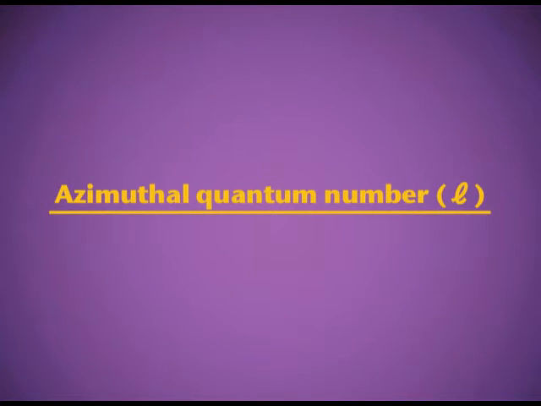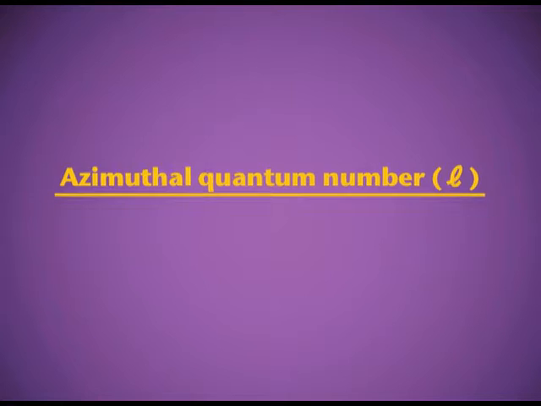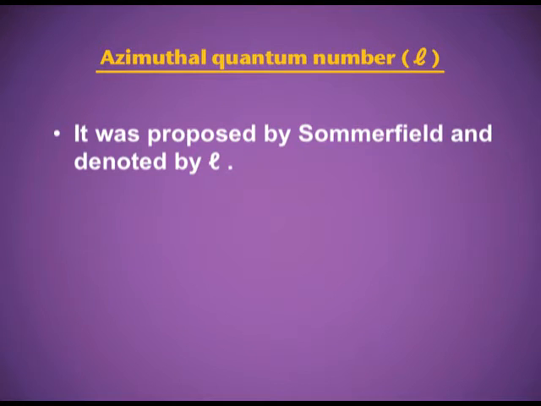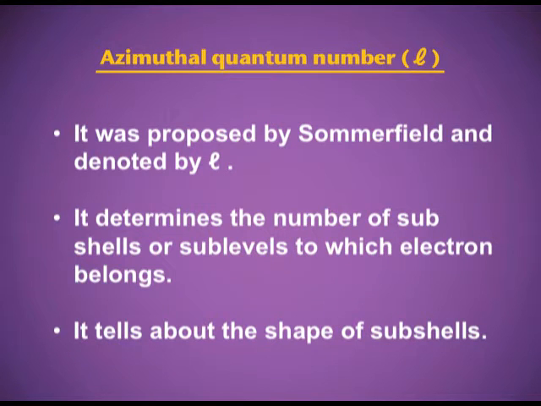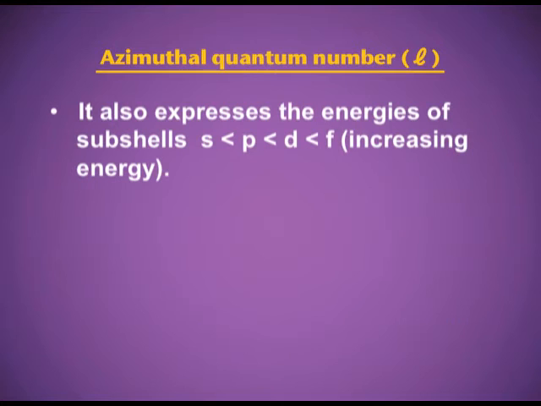Second quantum number, that is azimuthal quantum number, represented by small l. It was proposed by Sommerfeld. It determines the number of the subshells or the sublevels to which the electron belongs. It tells about the shape of the subshells. It also expresses the energy of the subshells. The energy of the s subshell is less than p, the energy of the p subshell is less than d, and the d subshell has lower energy than the f subshell.